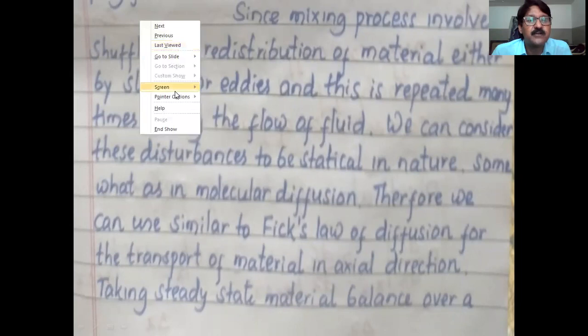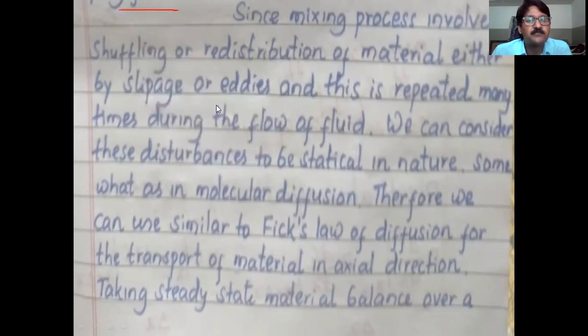Okay, so it will be like this. Suppose this is a plug flow, this is the first batch of molecules, and this is a second batch of molecules. So these will start mixing. So this will be coming back and mixing. So therefore it is along the axis.